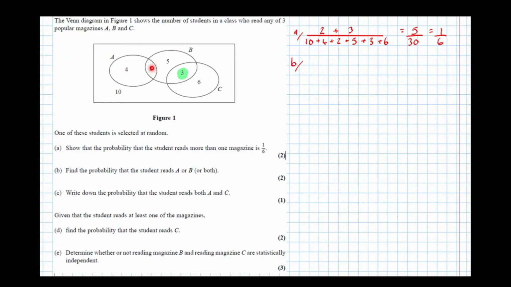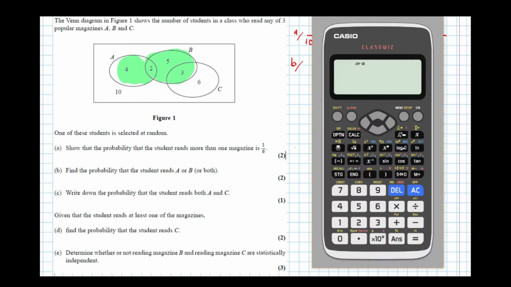Part B, let's delete those. Part B, find the probability that the student reads A or B or both. So A or B, so A is all of this, or B, all of this, and or both. Well, that's just that bit there. So, because there's not a question that says show that, the amount of working we do doesn't need to be exaggerated. So what we've got, find the probability that the student reads A or B or both.